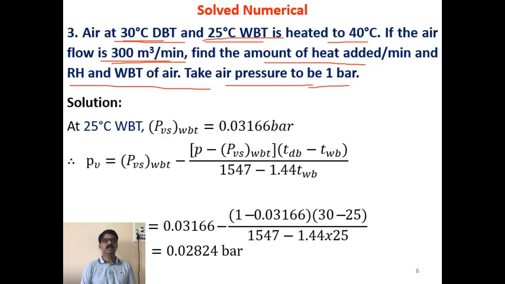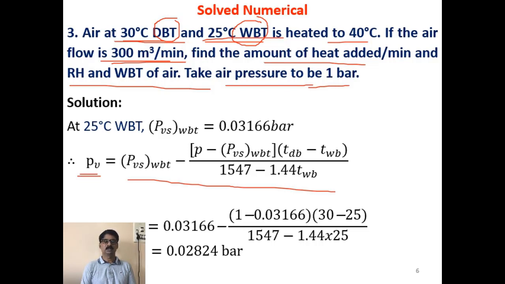Now whenever DBT and WBT are given, there is an equation to find out the partial pressure of vapor, which is known as the Carrier equation. So you can make use of this equation, that is PV equals PVS, the partial pressure of vapor at wet bulb temperature, minus P minus PVS into the dry bulb and wet bulb temperature difference, divided by 1547 minus 1.44 into T wet bulb.